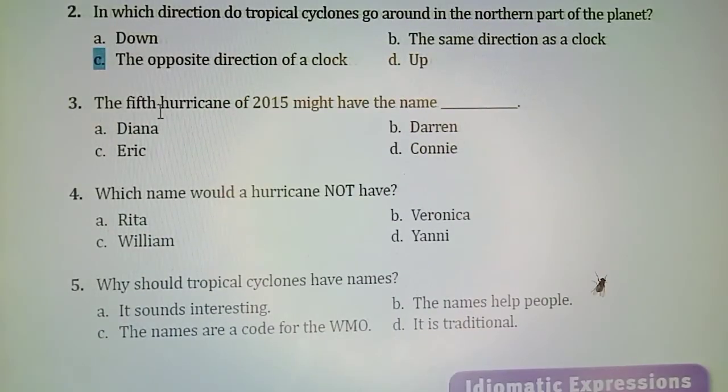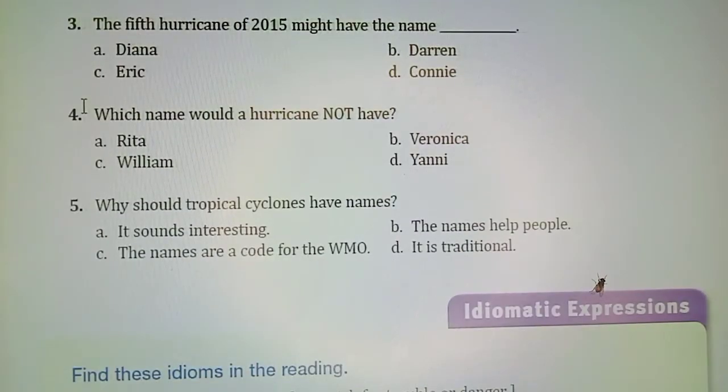Number three, the fifth hurricane of 2015 might have the name: the letter A, Diana. The letter B, Darren. The letter C, Eric. The letter D, Connie. The best answer is also the letter C. That's right. The letter C is the best answer for number three.